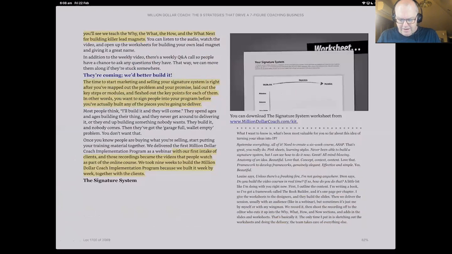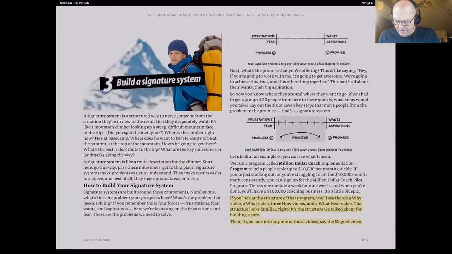And then you'll see, they're coming, we better build it. So the time to start, in addition to a weekly video, there's a weekly QA call. Time to start marketing and selling your signature system is right after you've mapped out the problem and your promise, laid out the key steps or modules, and fleshed out the key points for each of them. Right, so we see here, so let's have a look. Signature system, okay. We're focusing on the first. Next, we want to promise what you're offering.